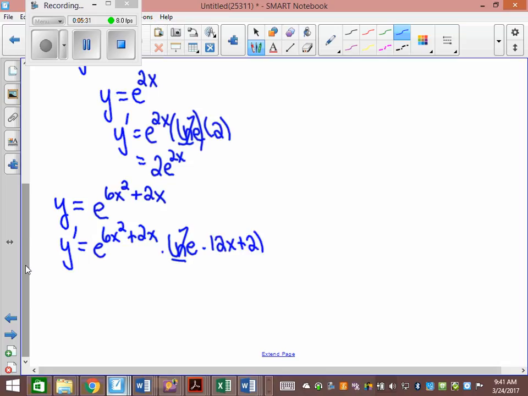Remember I told you if you can't do power rule, you're not going to be able to do any other derivatives, because product rule uses power rule, quotient rule uses power rule, chain rule, derivatives of exponentials use power rule. So then we'd be left with y prime equals 12x plus 2 times e to the 6x squared plus 2x.